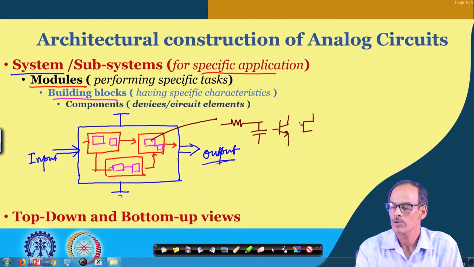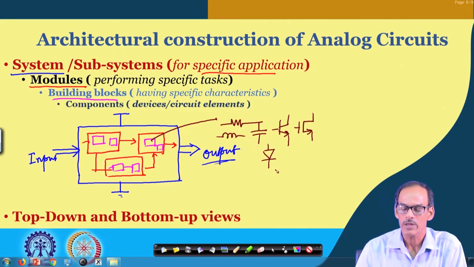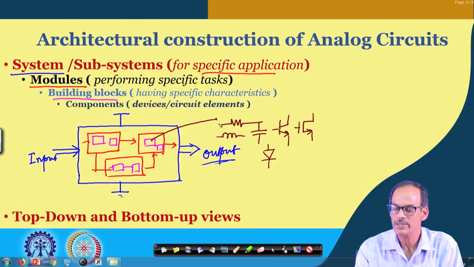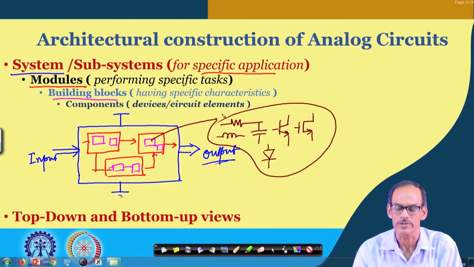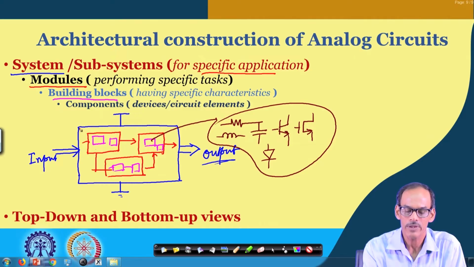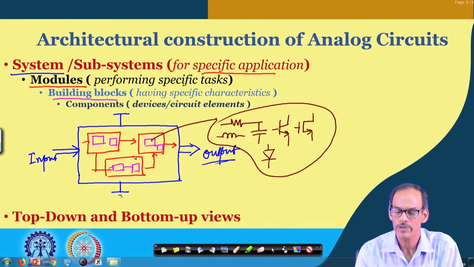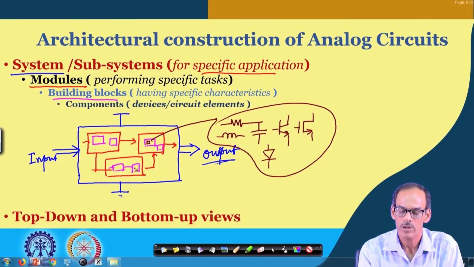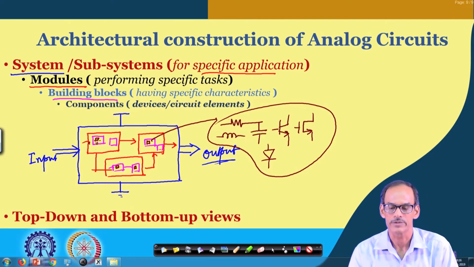So, it may be MOS, it may be BJT, it may be diodes, it may be inductor, and whatever it is. So, if you see the system, essentially it consists of different circuit components. For a given task, if you try to see one realized circuit, architecturally you will see that from the system we go to the module, from module we go to the building blocks, and within that there are different components.